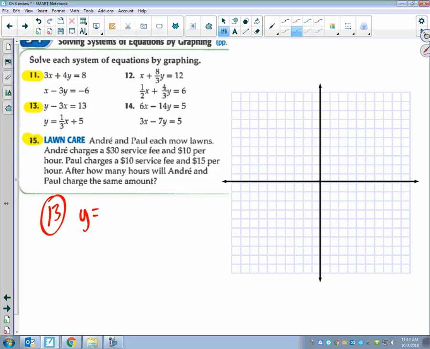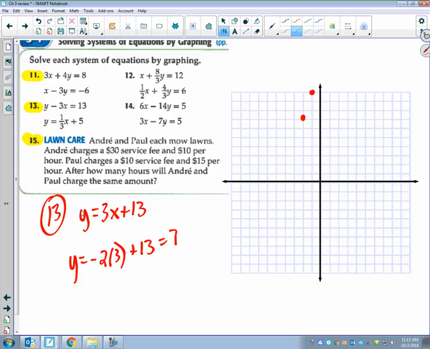Number 13, not much to put that in slope-intercept form. I'm just going to add 3x, so that would be 3x plus 13. And so 13 is off my graph, right? So if I wanted to pick another point, I could. What if I pick negative 2 for x? Then y would equal negative 6 plus 13, which would be 7. So that means the point negative 2, 7 is on my graph.